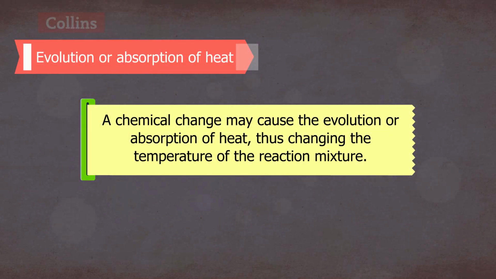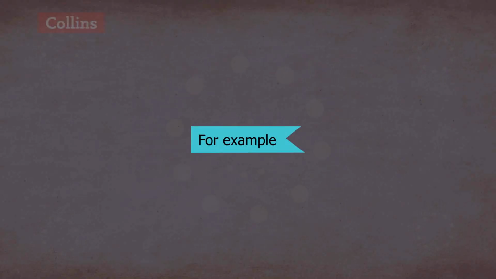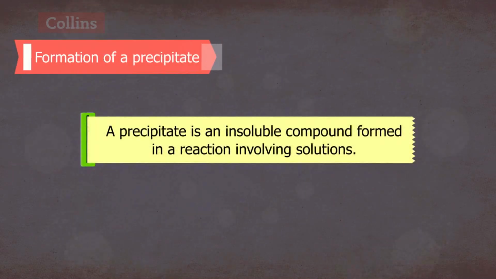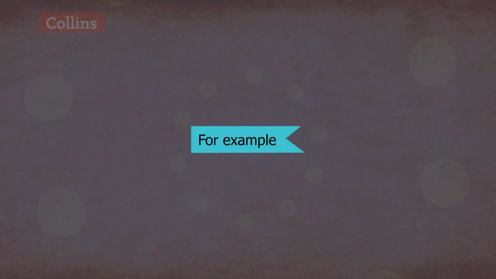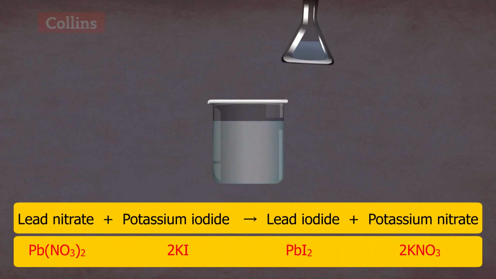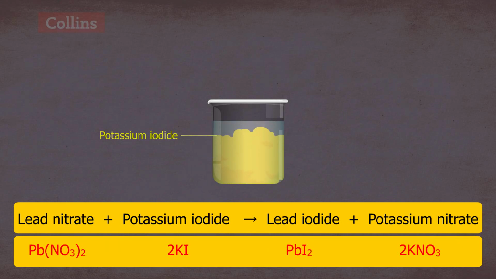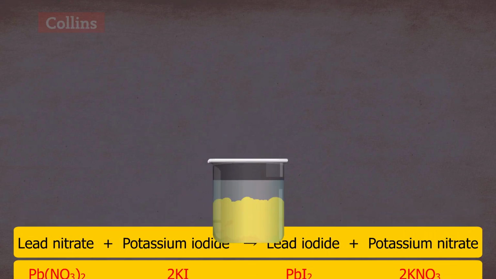A chemical change may cause the evolution or absorption of heat, thus changing the temperature of the reaction mixture. For example, carbon reacts with oxygen to form carbon dioxide and heat. A precipitate is an insoluble compound formed in a reaction involving solutions. For example, when colorless solutions of lead nitrate and potassium iodide are mixed, a yellow precipitate is formed.